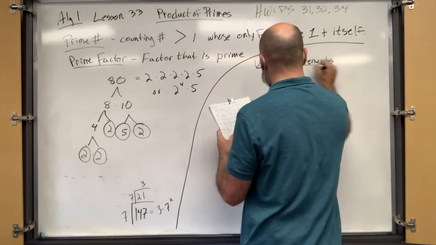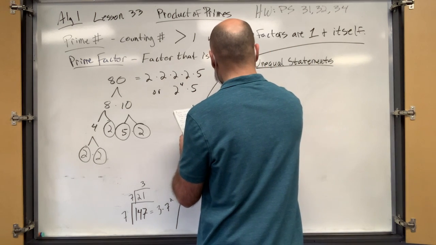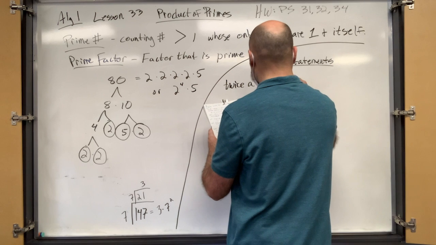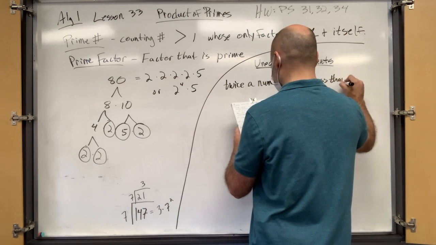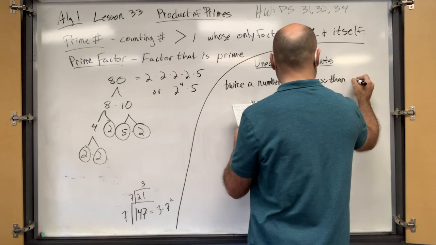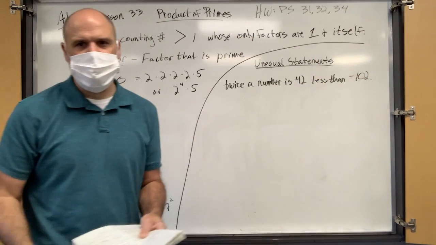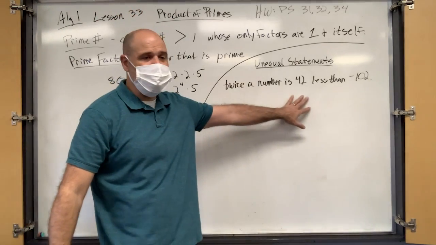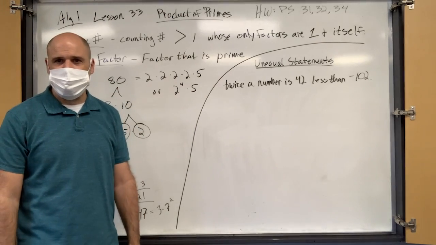This isn't going to take much here. Here's what I mean by that. If I say twice a number is 42 less than negative 102, what is the number? So how do you say this algebraic sentence? How do you say this in algebra? Any thoughts?